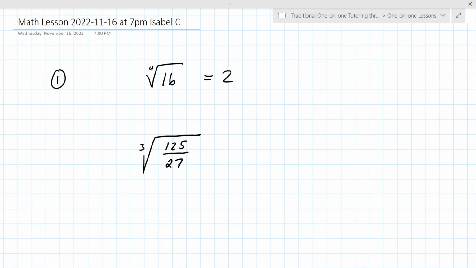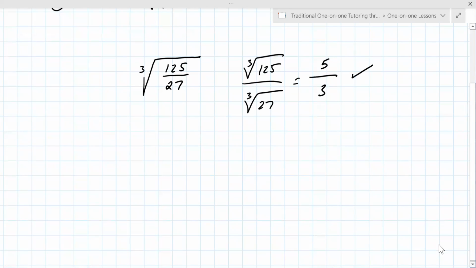That you also know how to simplify it. So would you take the cubed root of the top and the bottom? Yes, that would be better than just putting it directly into the calculator. Okay, so then it would be 5/3. Yes, very good.